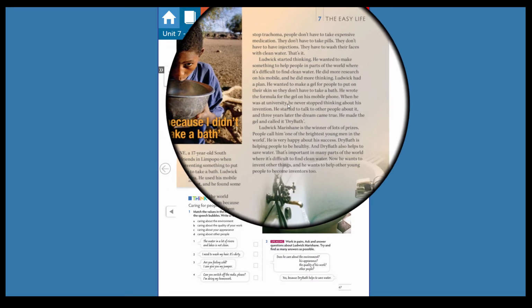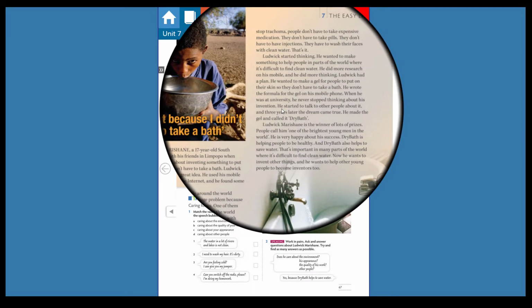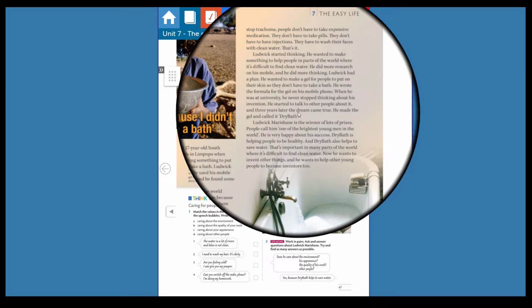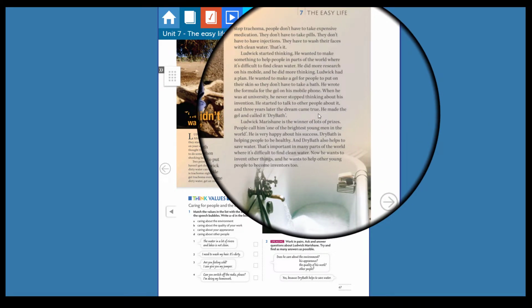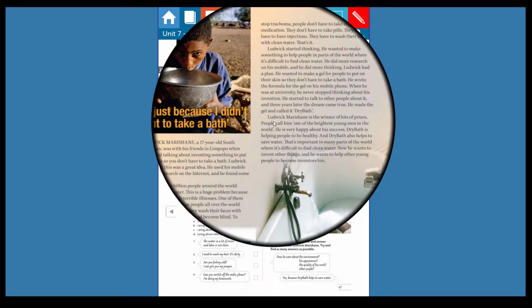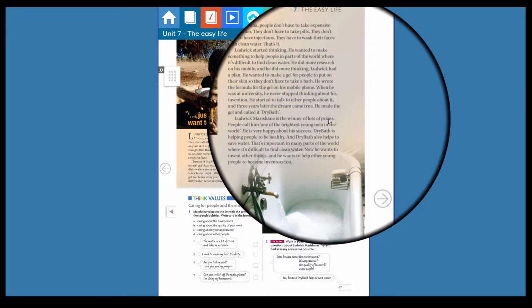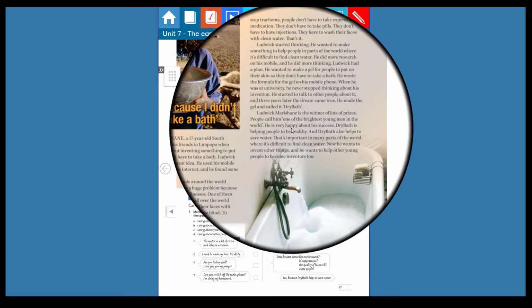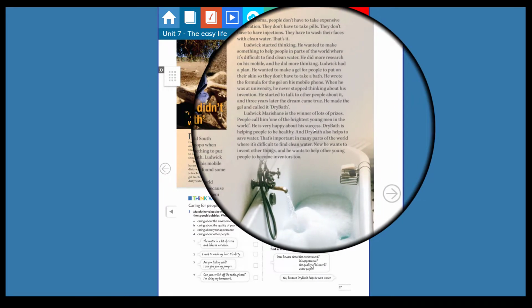When he was at the university, he never stopped thinking about his invention. He started to talk to other people about it, and 3 years later, the dream came true. He made the gel and called it Dry Bath. Ludwig Maryshein is the winner of lots of prizes. People call him one of the brightest young men in the world. He is very happy about his success.